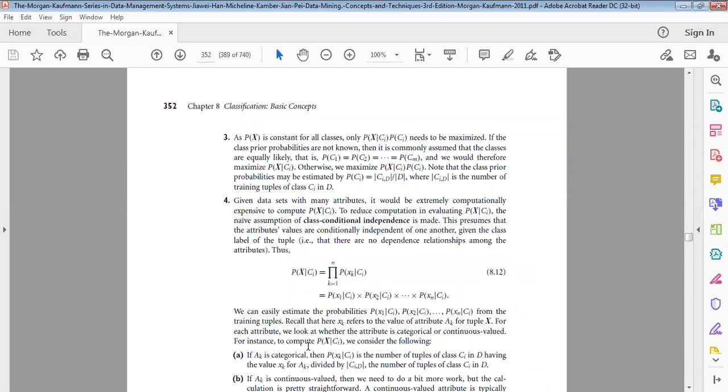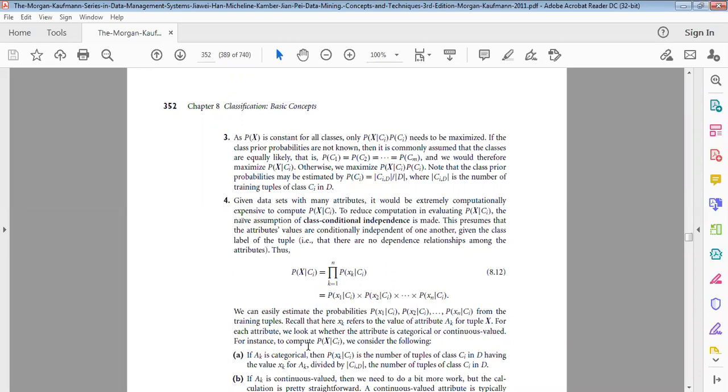So the probability of X is constant for all classes. Only P of X given Ci as well as the probability of Ci needs to be maximized. So you can represent this across C1 to Cm, and otherwise it is to maximize the probability of X given Ci. So that is the class prior probabilities we have to represent.